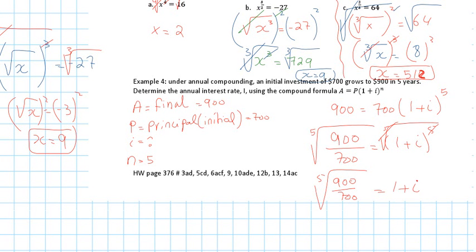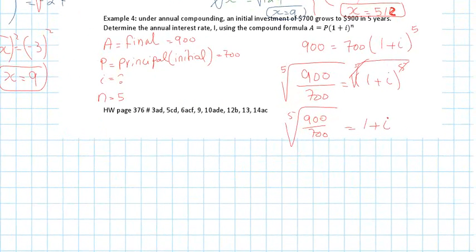And what will be your last step? Isolate the I by moving the 1. So I move it over as a minus. I'm subtracting. My last step is that I equals the fifth root of 900 over 700 minus 1.